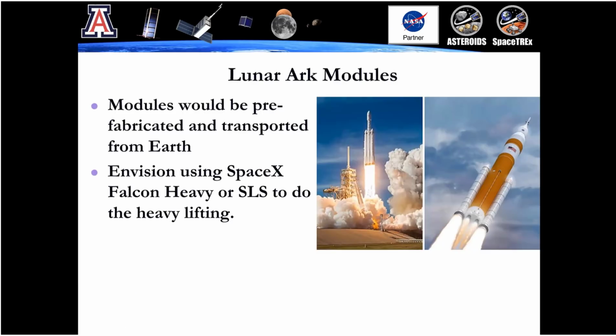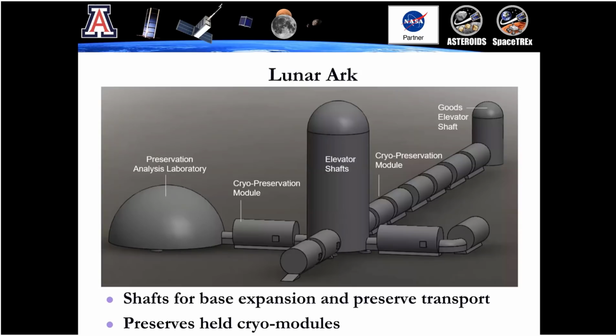The modules themselves would be prefabricated and transported from Earth, we're envisioning using SpaceX Falcon Heavy or SLS to do the heavy lifting. And so here's the base. Again, this extended version shows many more cryopreservation modules aligned side by side. It shows how we can further construct the base and then expand it over time. And so we have elevator shafts for transporting cryopreserved material, in addition to a goods elevator shaft along the end of the lunar pit to bring in more cryopreservation modules and expand the base.